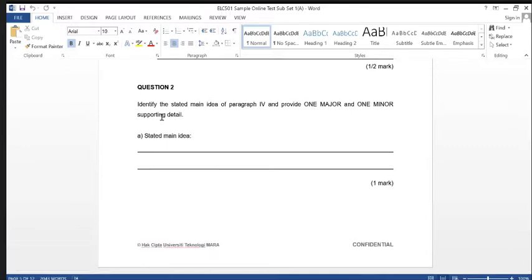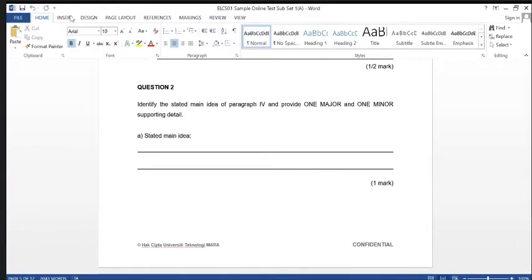Both are supporting details. What I've told you before when we talk about main idea is that it is general in terms of the characteristic. But once we are talking about supporting detail, of course, the characteristic is specific. Okay. All right. Now, so question 2.